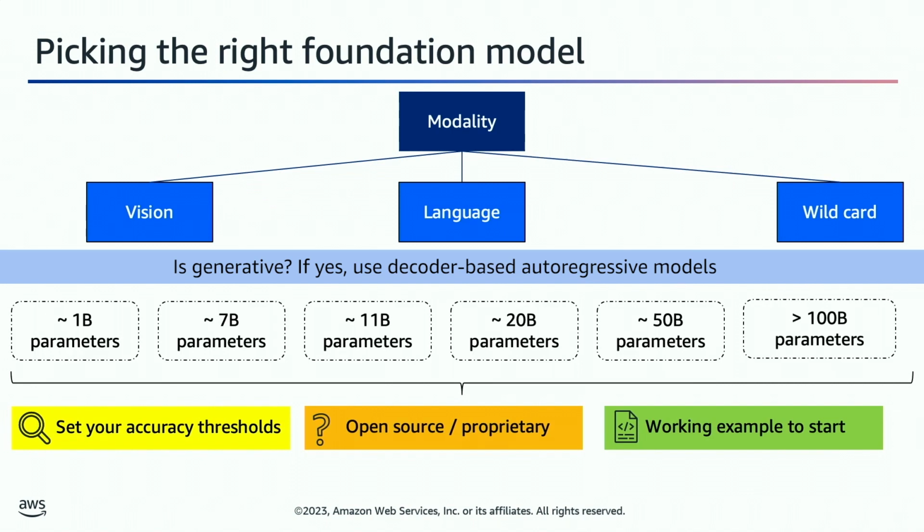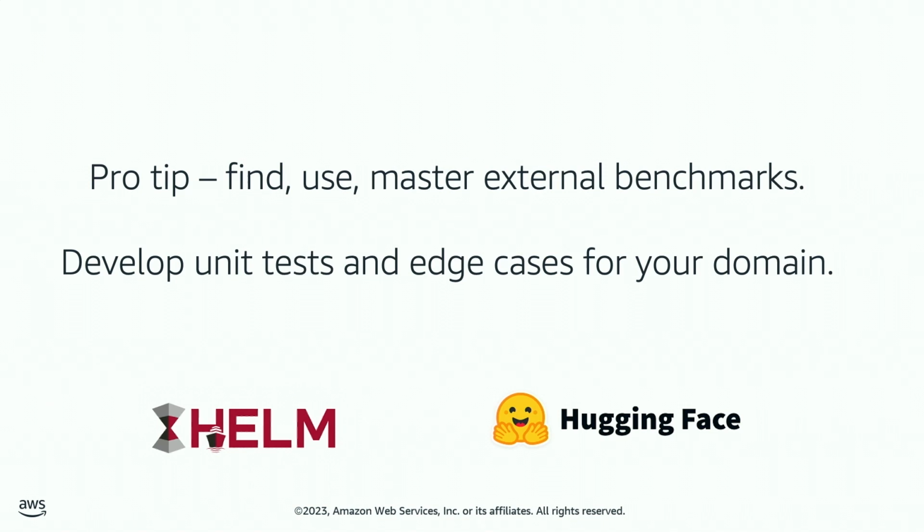All right, and so that leads us to the last part of picking the right foundation model, where we also want this working example to get started with. And then the last concept for you here is really find, use, and master external benchmarks. So obviously our friends at Hugging Face have an open LLM leaderboard, and then Stanford's HELM project from their foundation model research team is really awesome. They built this amazing taxonomy of ways to evaluate and consider the performance of language models, and created this great, robust repository for all of us to use. So both of those are really good.